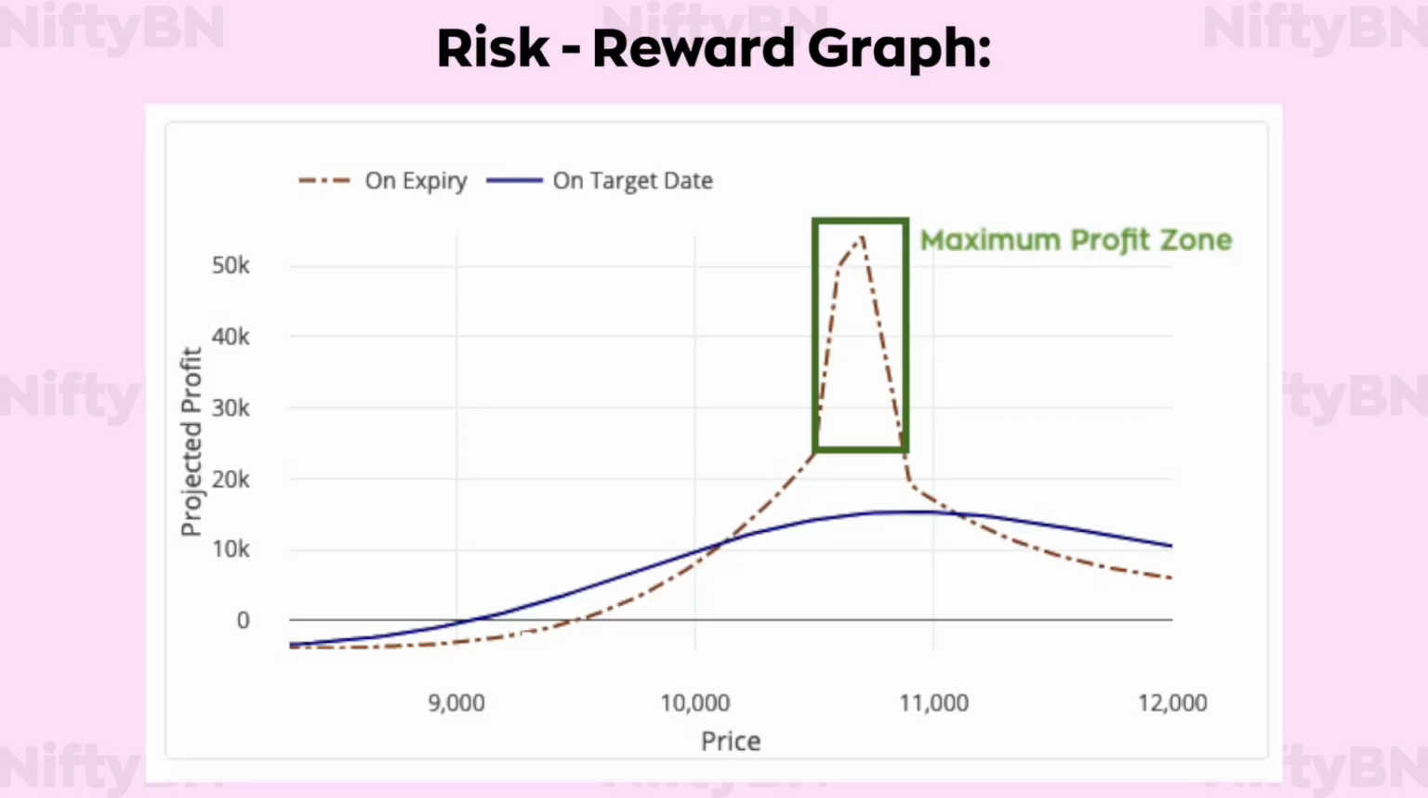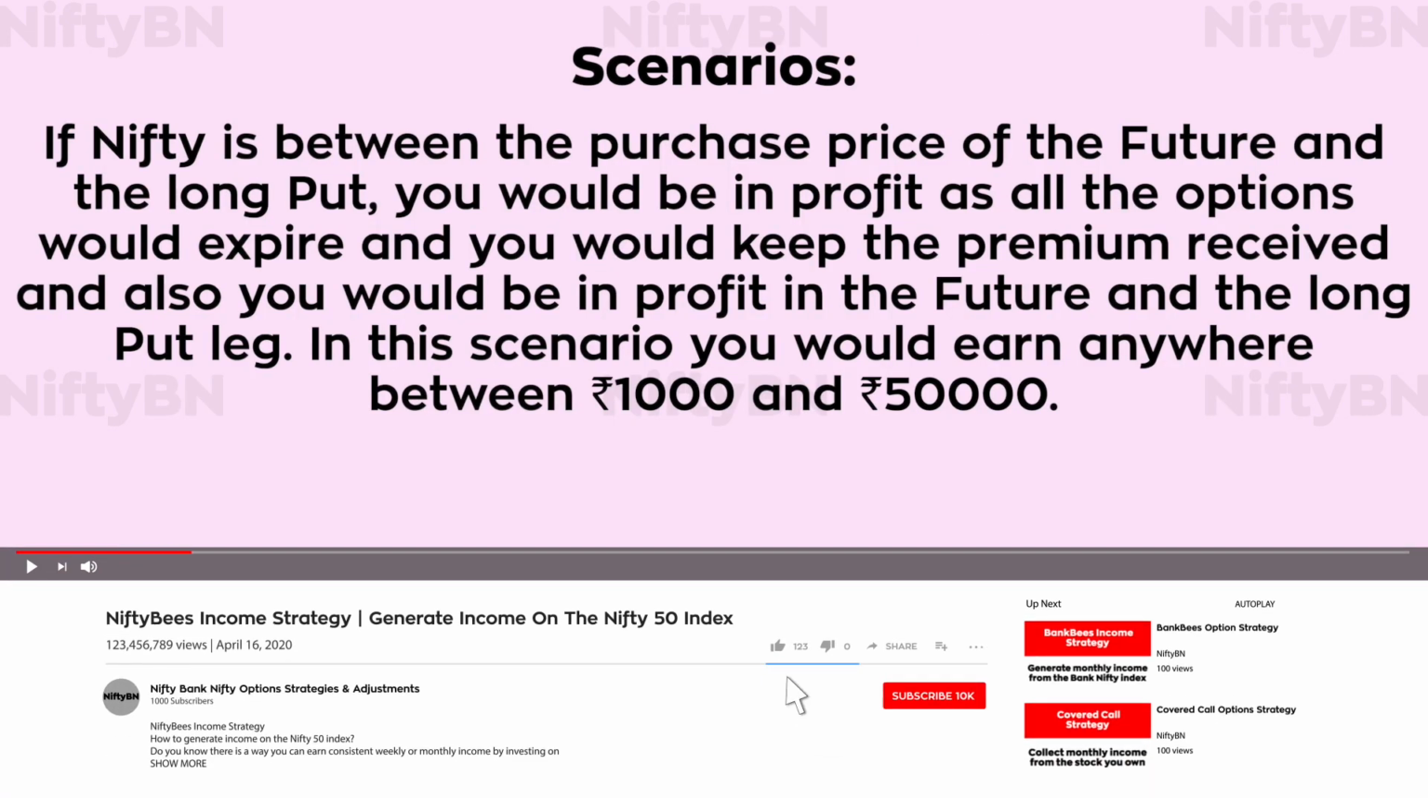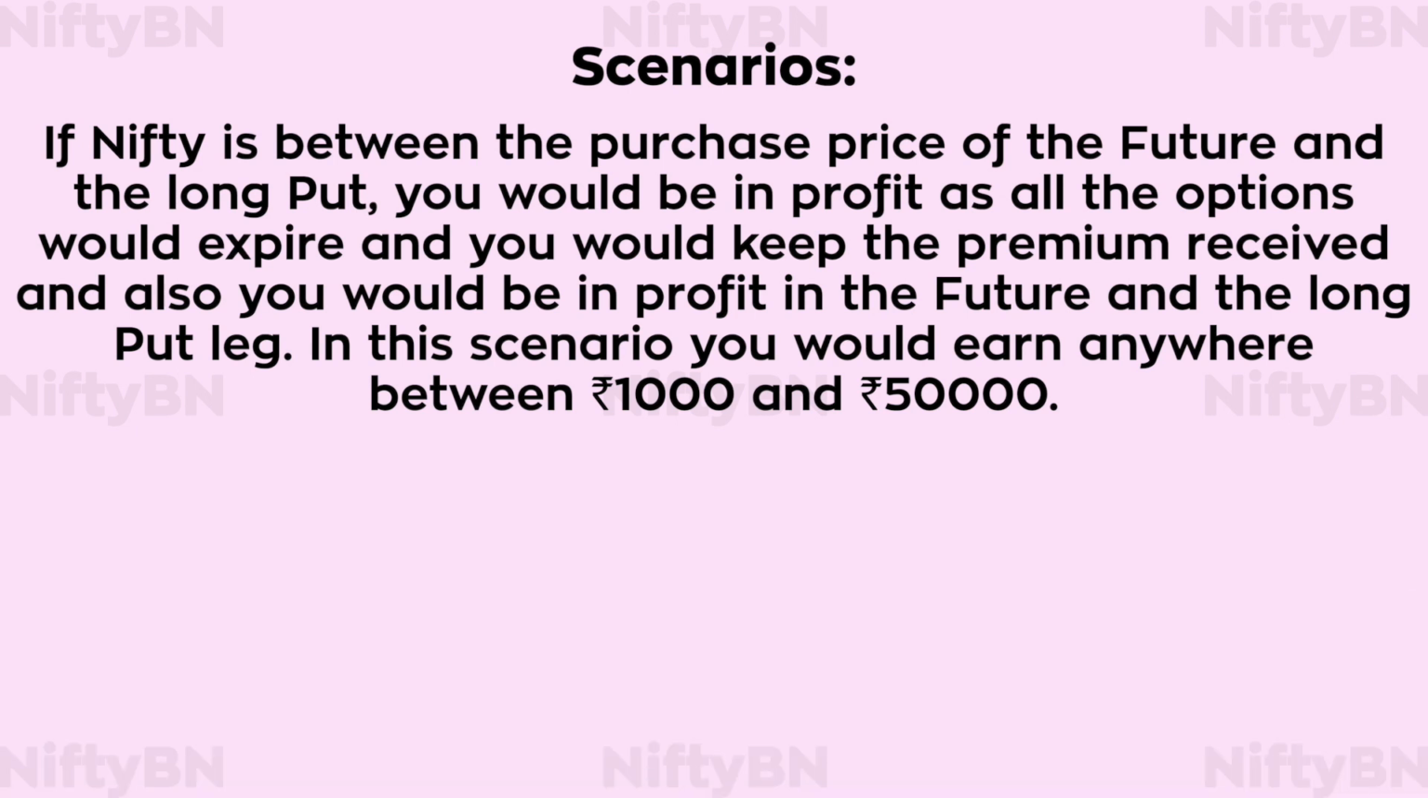Now let's look at the risk reward graph. It is evident that the maximum profit can be attained when Nifty closes somewhere between the strike prices of the condor. There would be 4 scenarios to this trade. First one, if Nifty is between the purchase price of the future and the long put, you would be in profit as all the options would expire and you would keep the premium received. And also you would be in profit in the future and the long put leg. In this scenario, you would earn anywhere between 1000 and 50,000.